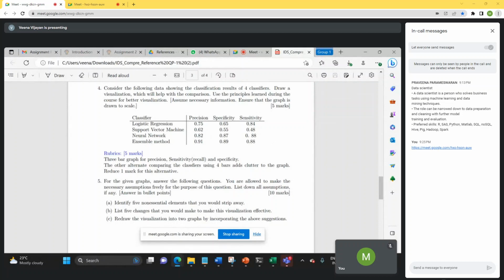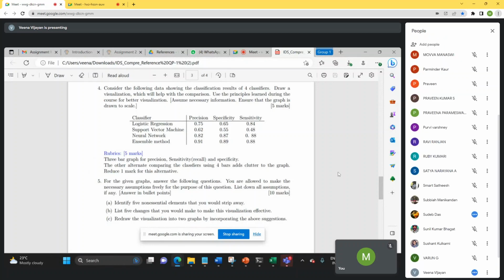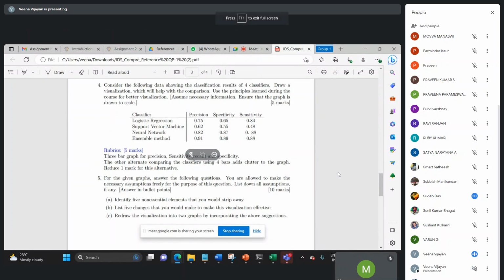So we have two options, right? One is for each machine learning algorithm, we can create a graph, or for precision, specificity and sensitivity, we can create a graph. What they are suggesting is that the graph should be more readable. If we create a graph of precision, sensitivity, and specificity, that will be more readable. For each item, you will get three lines, right?